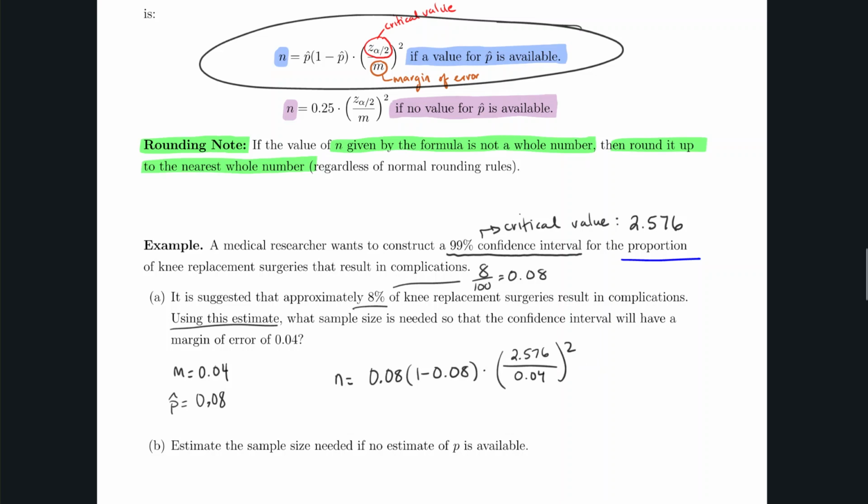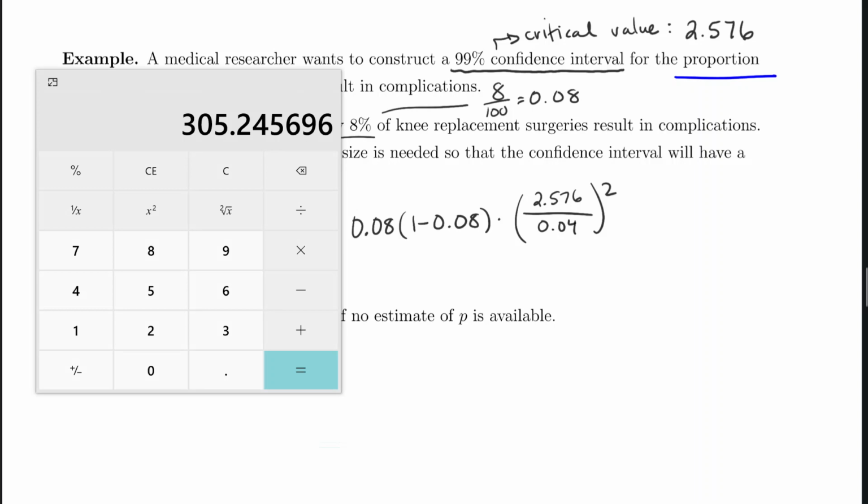And I know whatever I get here, I'm going to round it up to the next whole number if it's not already one. Typing it into the calculator, I get this value. I know I have to round up to the next integer. So that rounds to give me, I should have a sample of 306 at minimum.